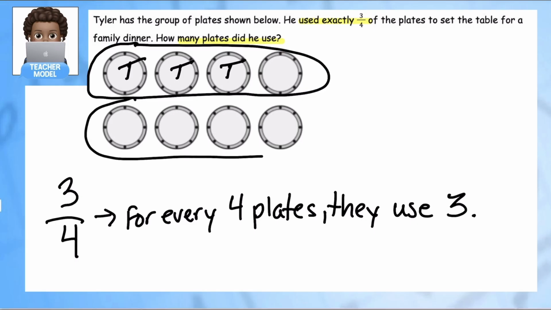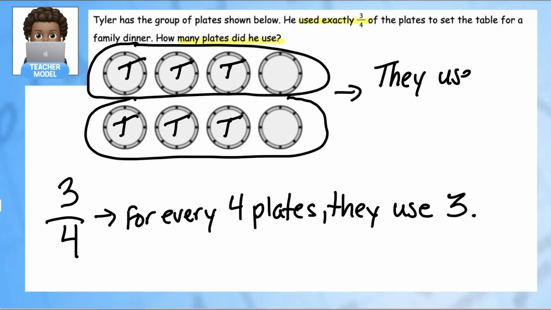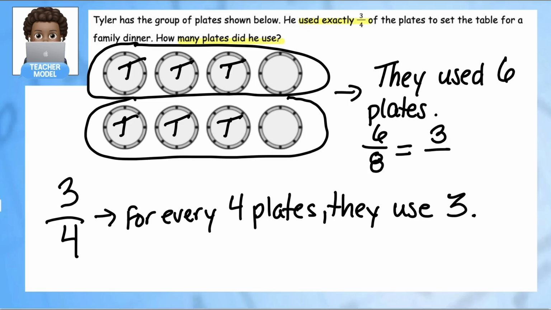So here's another group of 4. And again, they're using 3 out of 4. So how many plates did they use in all? They used 6. And that's telling me that 6 over 8 is going to be the same or equivalent to 3/4, which is true. All right, let's hit pause and jot this one down into our work.